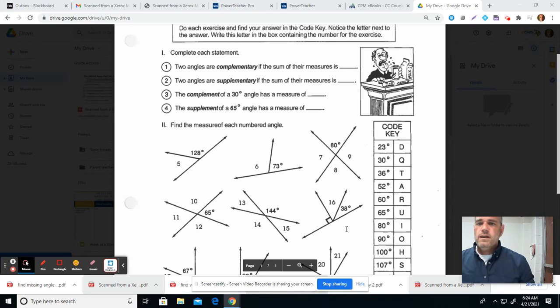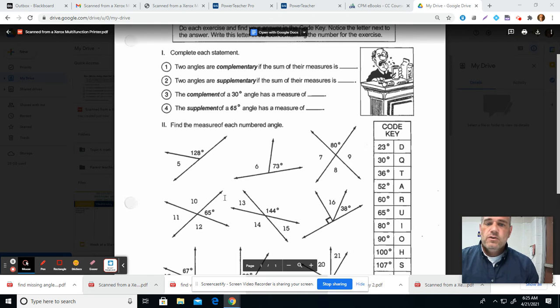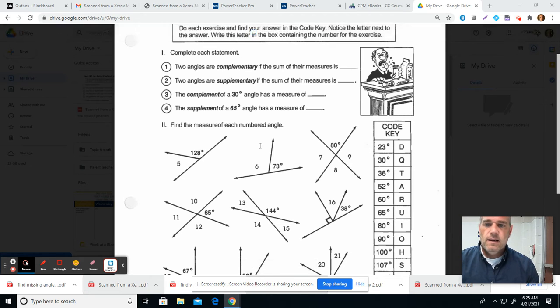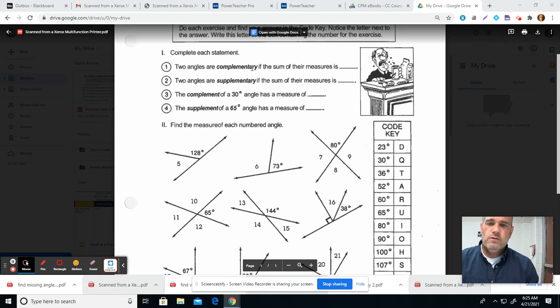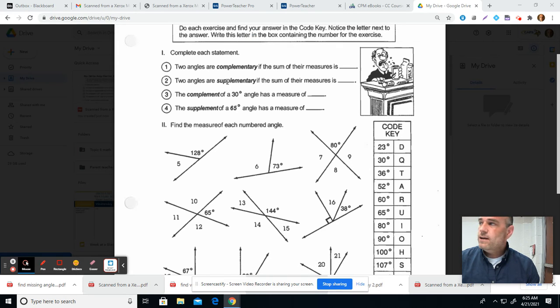All right, so today's worksheet is a kind of review or wrapping up what we did yesterday in class. So you have a couple worksheets today, a couple things to remember when we're talking about complementary angles. Those are two angles that add up to 90 degrees. Supplementary are two angles that add up to 180 degrees.